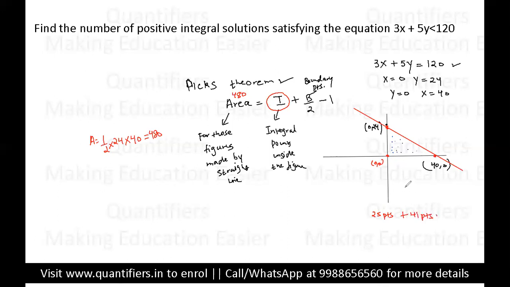Now students, let us come to this line, which is 3x plus 5y is equal to 120. Now let us look how many points are there which are lying on this line. So students, this you should know how to calculate it. Remember, we are looking for only those points which are having integral values.